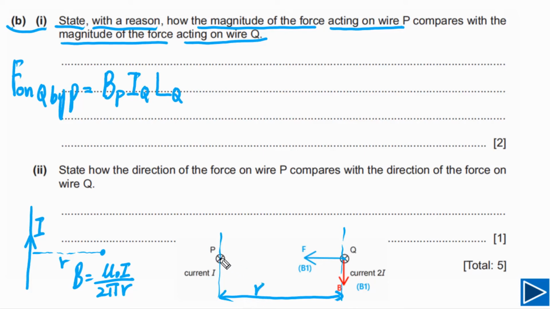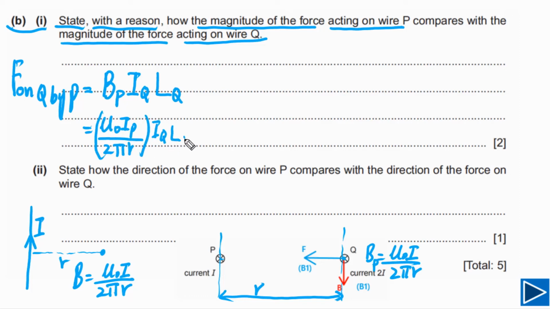So the magnetic field due to P at Q will be equal to mu naught I divided by 2 pi times the distance between two wires. So this is the magnetic field at Q due to P. So simply we can plug in the value of this. We can say this is mu naught IP, current in wire P, divided by 2 pi R, and this is multiplied with IQ times LQ.